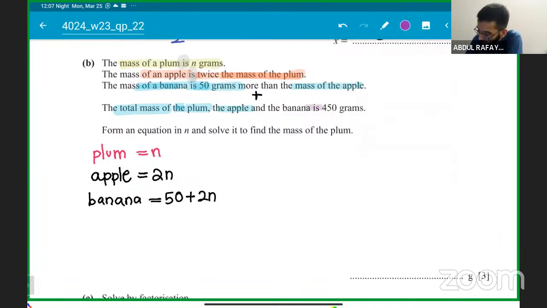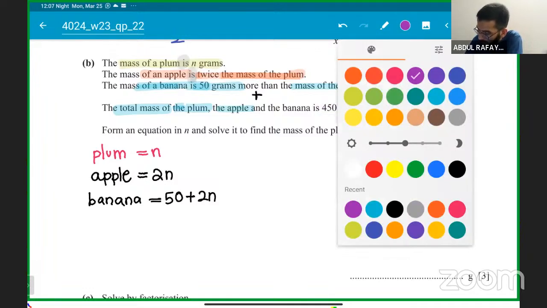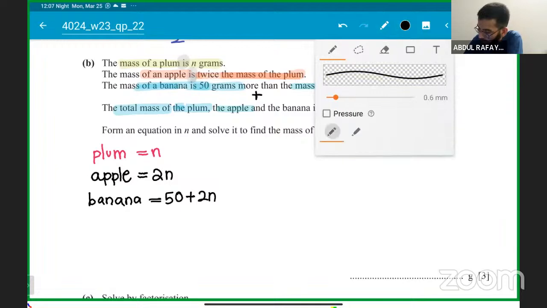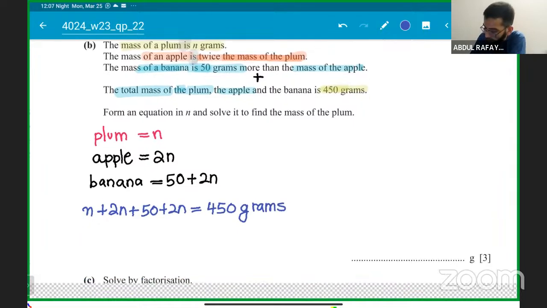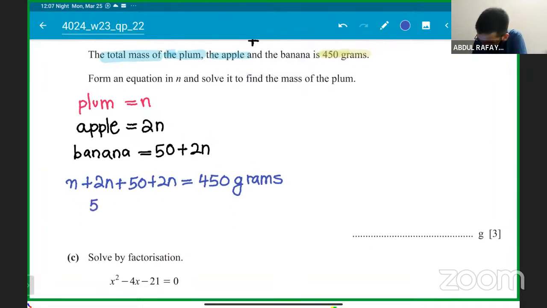The total mass of the plum, apple, and banana is 450 grams. So here we go. Make the equation, students. n plus 2n plus 50 plus 2n is equal to 450 grams. Okay. And it will be 5n plus 50, which is equal to 450. So just solve it.